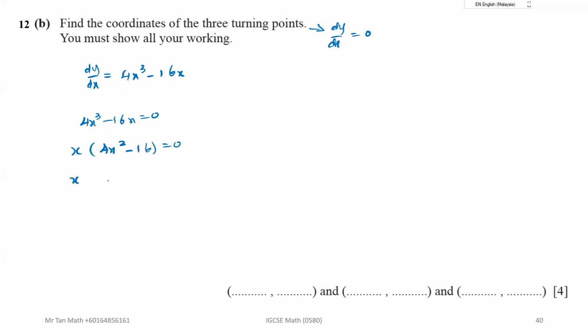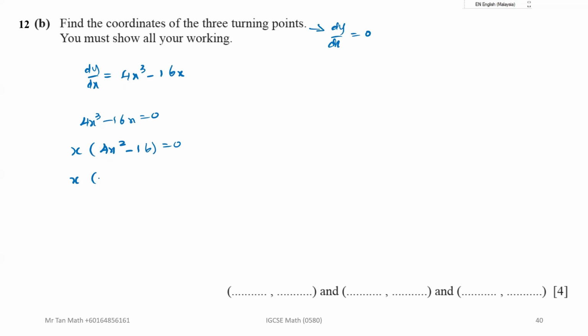Okay. Find the coordinates of the turning points. So turning points will be when dy dx equals 0. So just now your dy dx is equal to 4x cubed minus 16x. Therefore, 4x cubed minus 16x equals 0. Take out x, 4x squared minus 16 equals 0. So you can further factorize here.